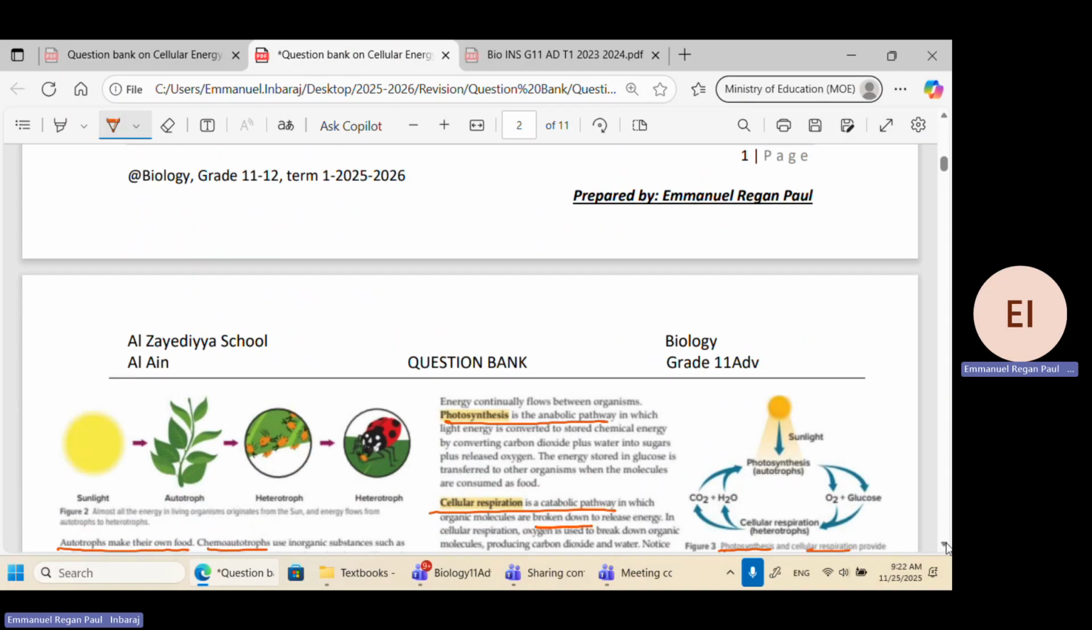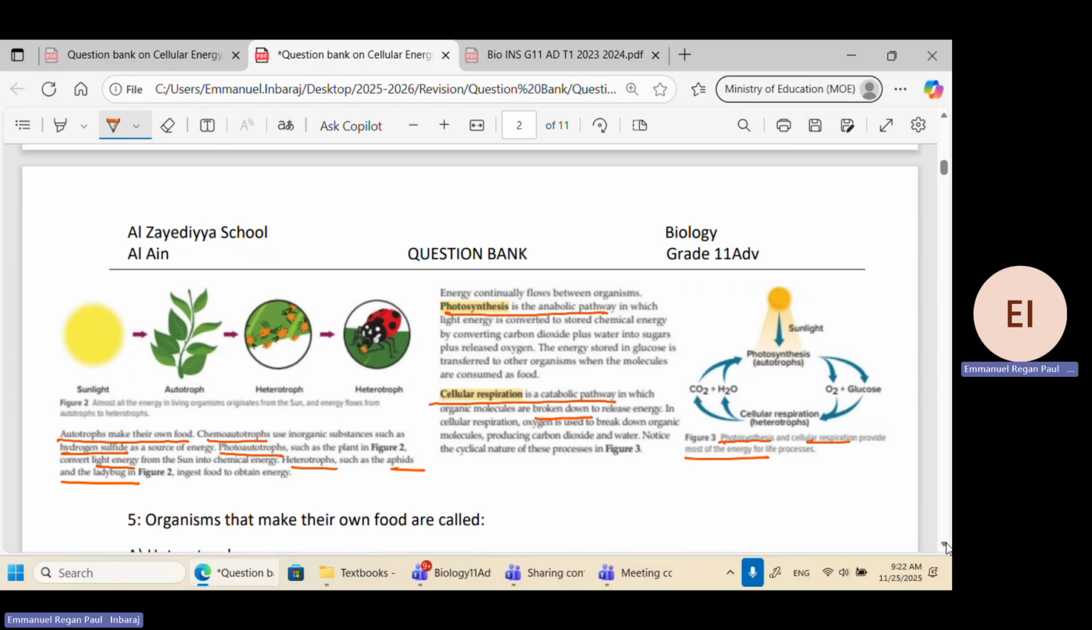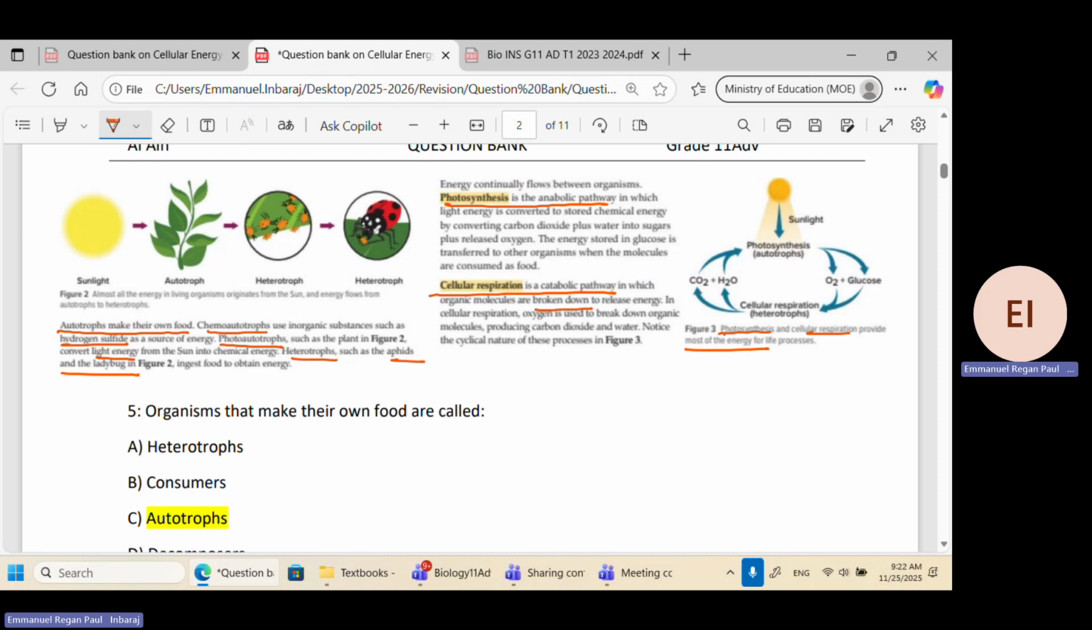Now let's move on to the next page. Page number 32. I told you from page number 30, you get one question. Now from page number 32, you will get two questions for the exam. Two questions. And definitely this is one.